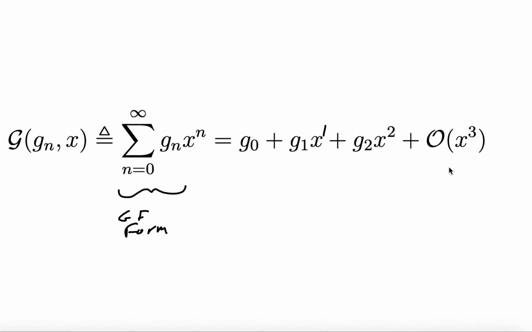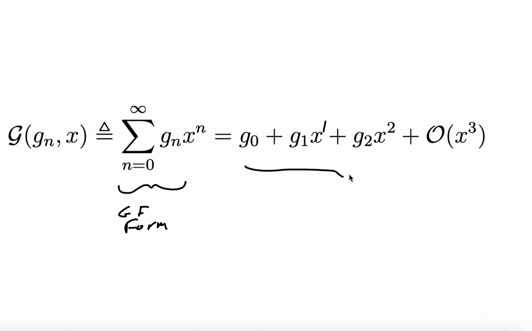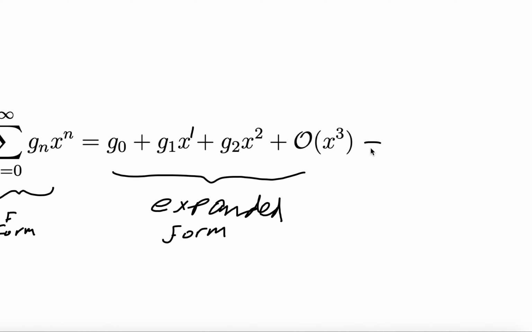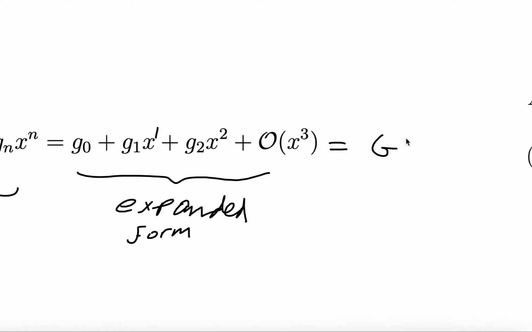Now, what is big O of x cubed? Don't be afraid of this. All this means is that it's just the collection of all higher order terms of order x cubed and higher. So this is called the expanded form, or the long form. Forgive the terrible handwriting, but there we go. And we wish to turn this into a closed form, which is to be a function of x called g of x. So we can call that the closed form.